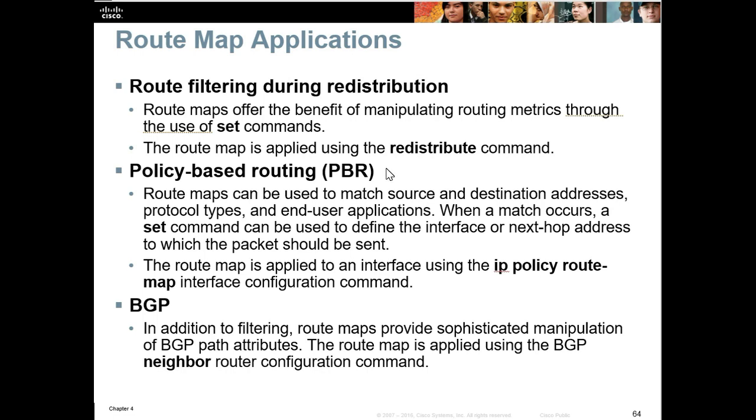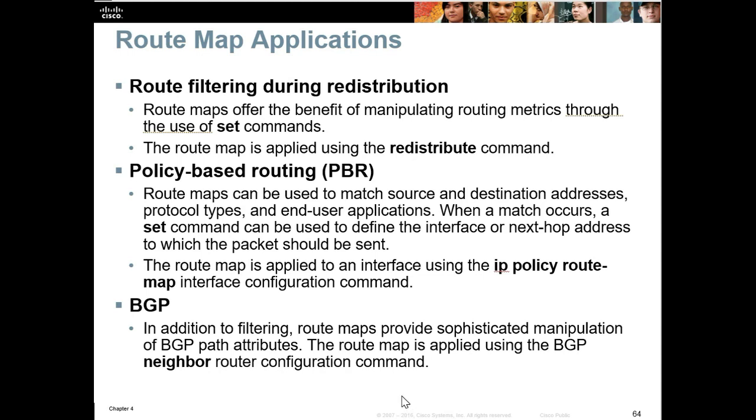When a match occurs, a set command can be used to define the interface or next hop address to which the packet should be sent. Okay, so kat sini yang kita boleh set jalan mana yang perlu kita forward a certain type of packet. Okay, so in this case, kita apply the route map using the IP policy route map. Okay, so yang ni redistribute, okay, sebab kita nak guna untuk redistribution.